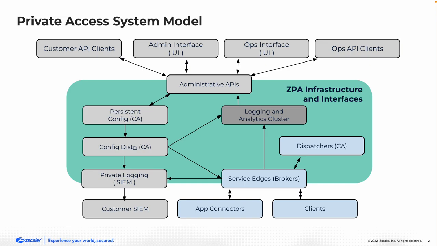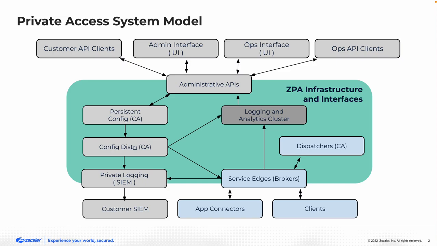ZPA model is built on microservices and delivered using API, which is inherently different from ZIA. We see an administration interface and an operation interface that ops teams use to manage the platform. We publish custom APIs so that customers can use them to manage the policies, create segment groups and access policies. Front-end APIs manage the infrastructure and create policy constructs.